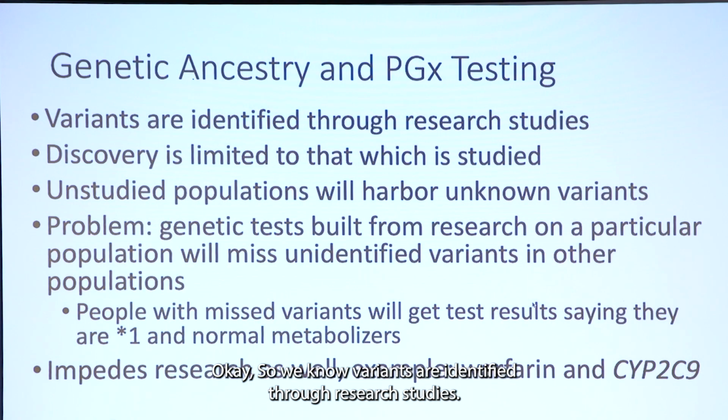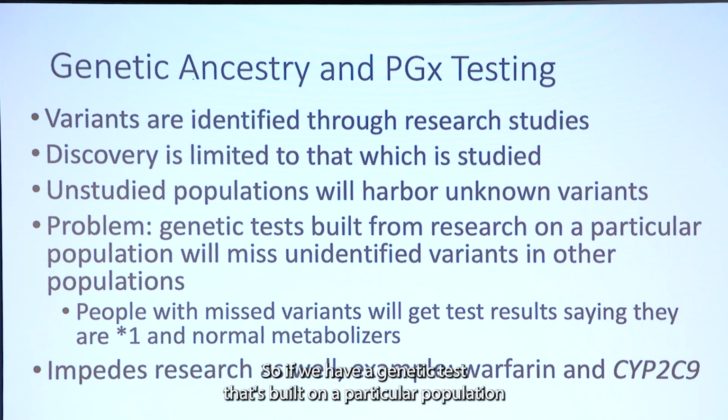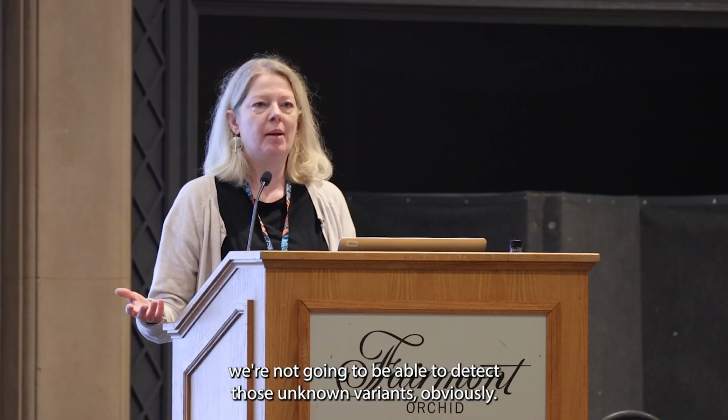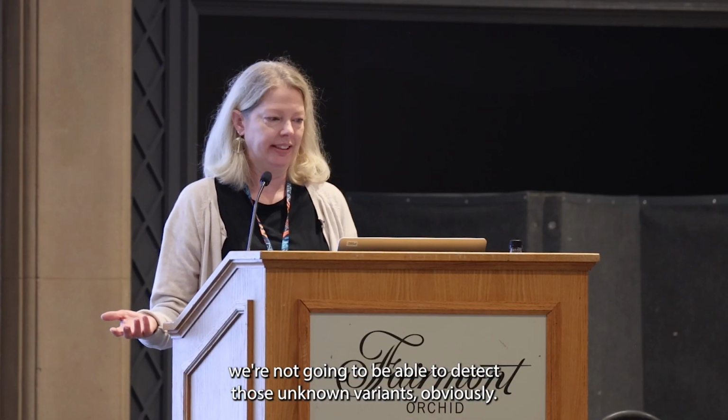Okay, so we know variants are identified through research studies. The discovery is limited to that which is studied. So unstudied populations are going to harbor these unknown variants. And when we build genetic tests, we build them on what we know. So if we have a genetic test that's built on a particular population that was studied, when we go to test another population, we're not going to be able to detect those unknown variants, obviously.